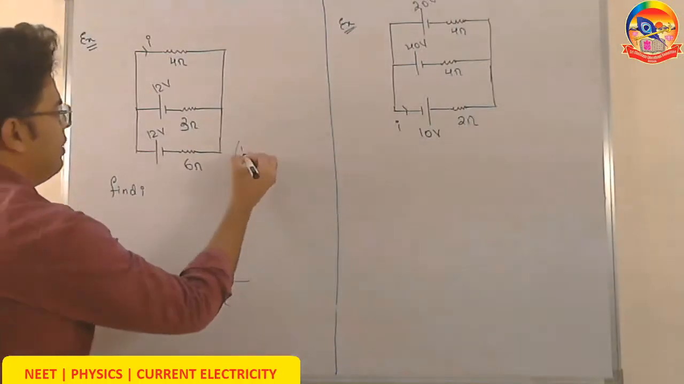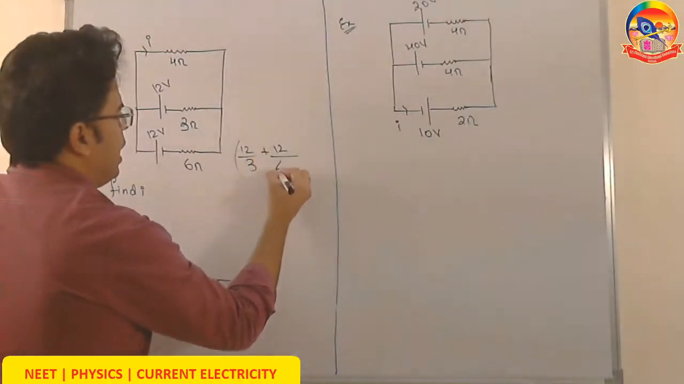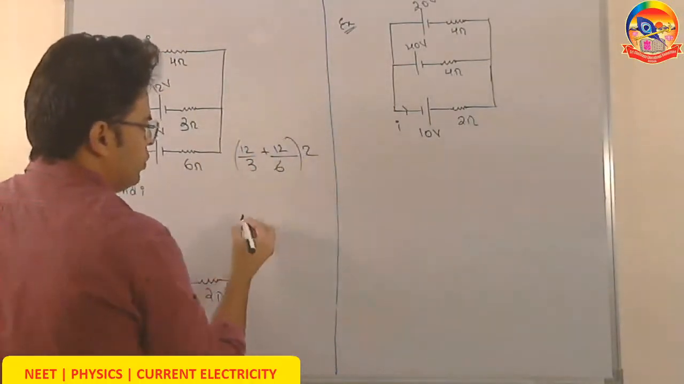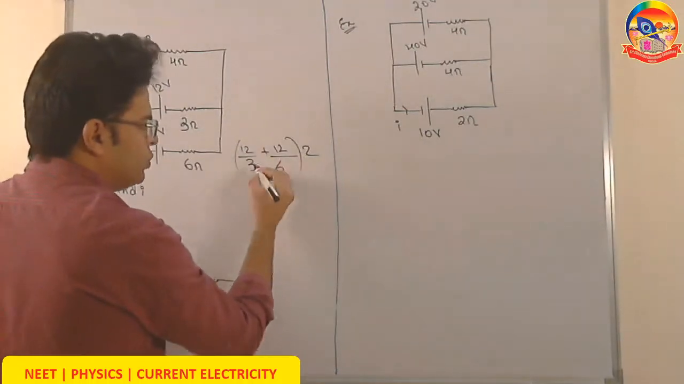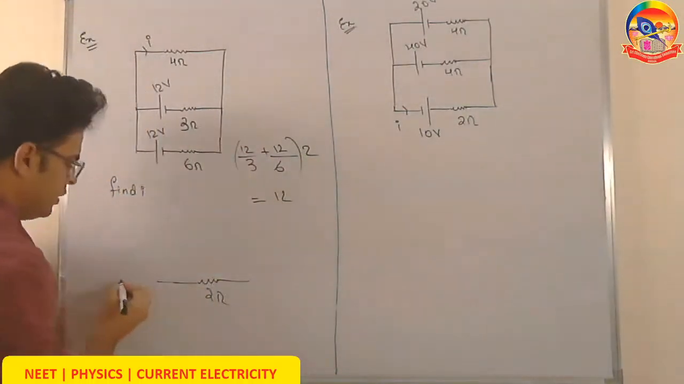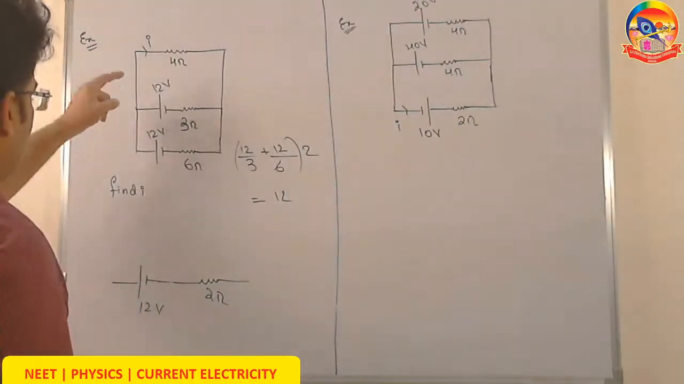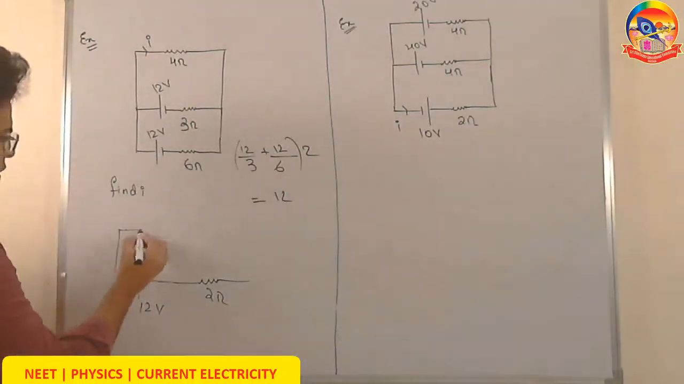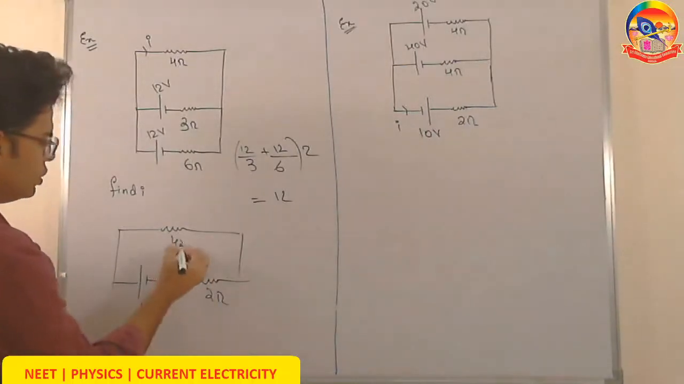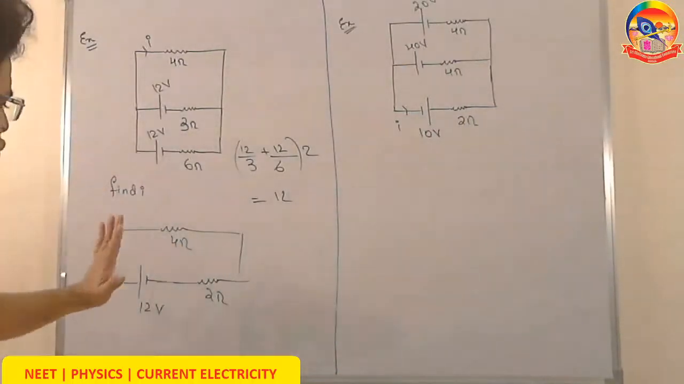So you do E1 by R1 plus E2 by R2 into R equivalent, that comes out to be 2. So this became 4 plus 2, 6, 6 into 2, 12. So in place of both these cells, there is a single cell of 12. Now, external resistance is how much, kids? 4 ohm. So you have reduced this circuit into this circuit.